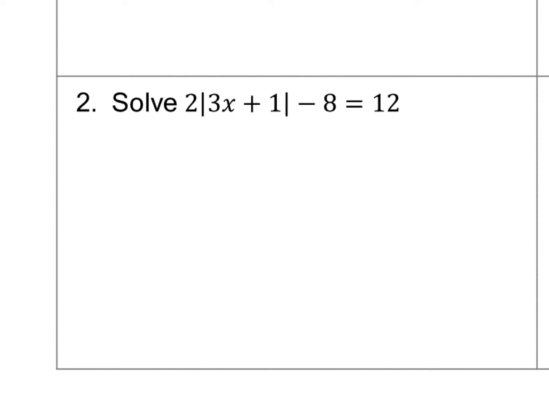So the first thing we're going to do is move this 8. So I would add the 8 to the opposite side. Okay, so you do have to get rid of any subtraction or addition before you can get rid of the multiplication of the 2 right here. Okay, so that'd be 2 absolute value of 3x plus 1 equals 20.